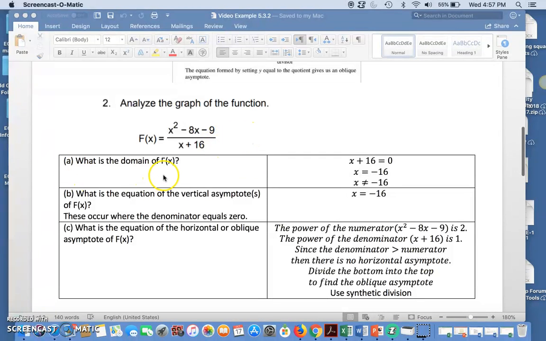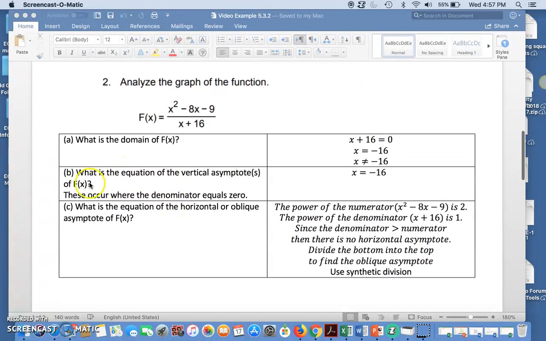The first thing, of course, is the domain. That's where you kind of start. That's where the problems are. You take the denominator, set it equal to 0, and solve. So negative 16 makes it 0. When the denominator is 0, it's undefined. If the numerator is 0, those are your zeros, or your x-intercepts.